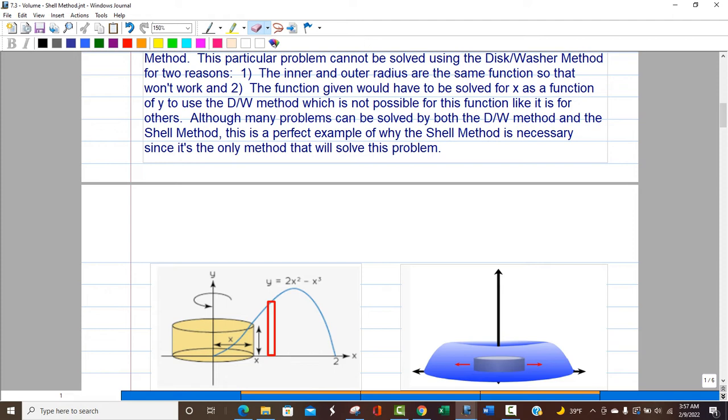To use the disc washer method to go around the y-axis, you need to be in terms of variable y. Well, the problem with this equation, y equals 2x squared minus x cubed, and as I mentioned all this right up here, dw, of course, is just short for disc washer. You can't algebraically solve that for x in terms of y. So you'd be stuck. You could not do it by the disc washer method. You could not solve that. But it works perfectly fine using the shell method, filling that thing up with a bunch of cylindrical shells.